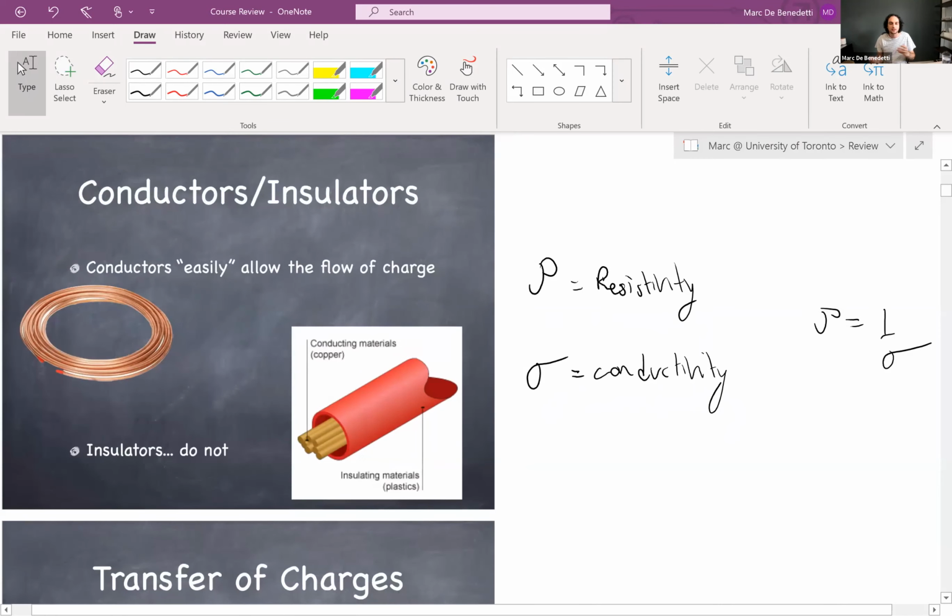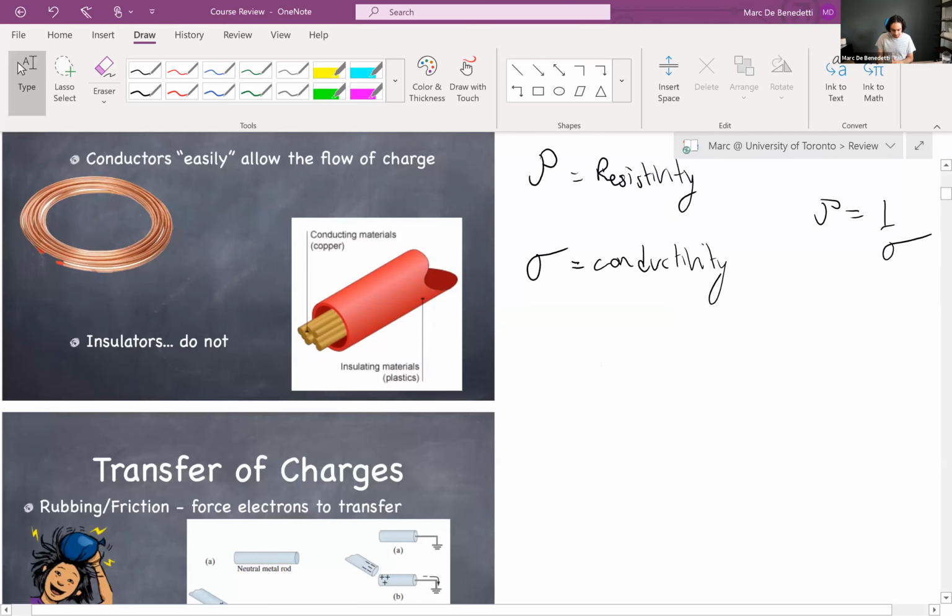So in colloquial terminology, we can call something a conductor or an insulator, but in physics, instead of labeling them as conductor or insulator, we usually just use their resistivity or their conductivity value.